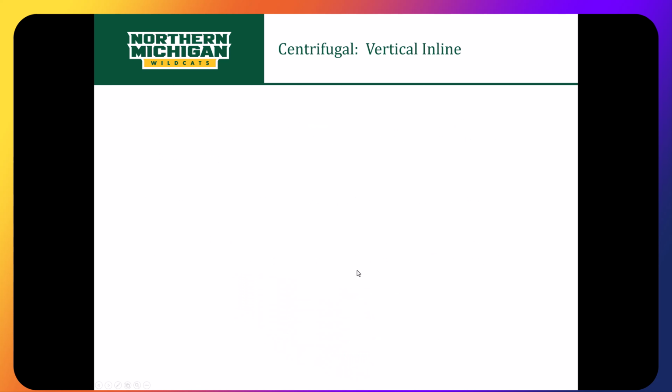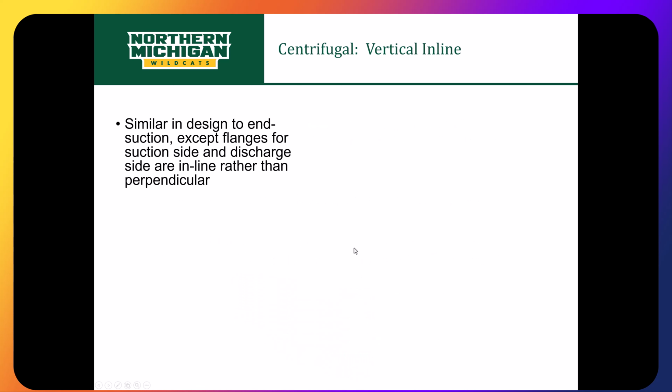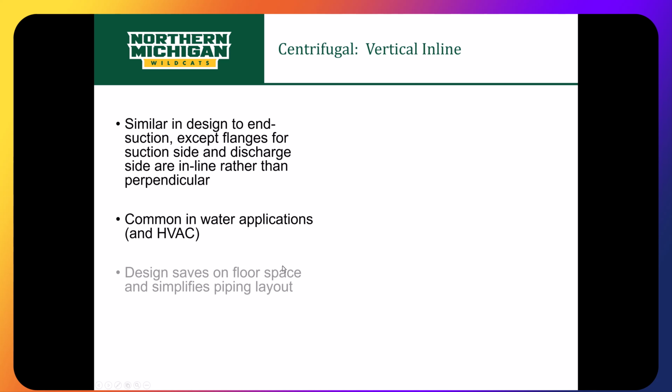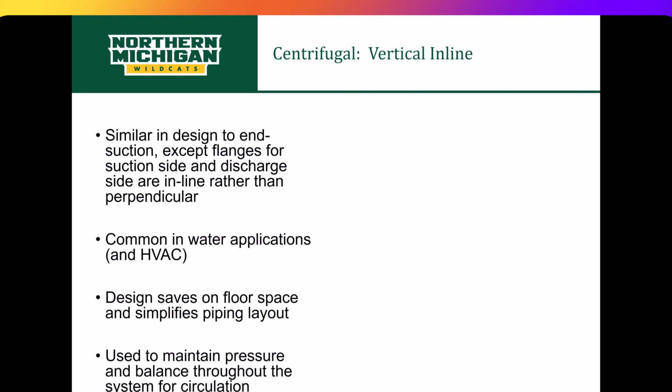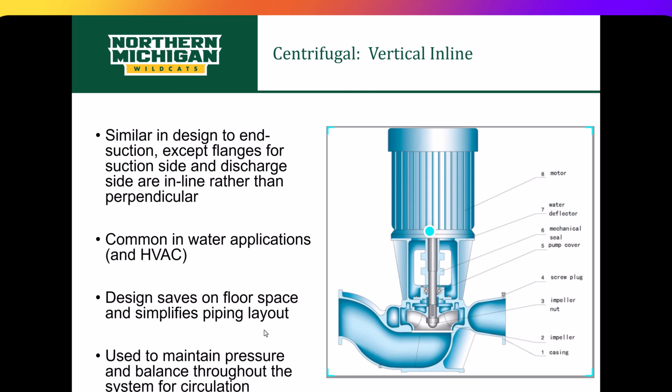Vertical inline is very similar in design to an end suction, except instead of having the liquid coming in from one side and then distributing it in a different direction, it's directly in line with the piping. So very small applications, used to save on floor space. You can put them on really small pipes, and they're really used to maintain that pressure and balance throughout your facility. As you get further and further away from your main distribution pump, you lose pressure. So you want to make sure that you maintain that pressure and boost it all throughout your facility, so you have water pressure everywhere.